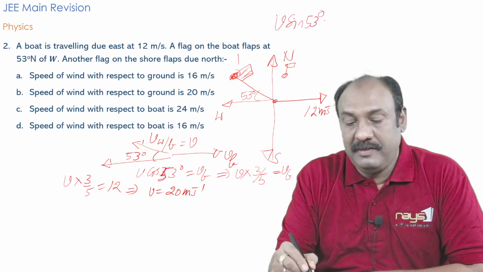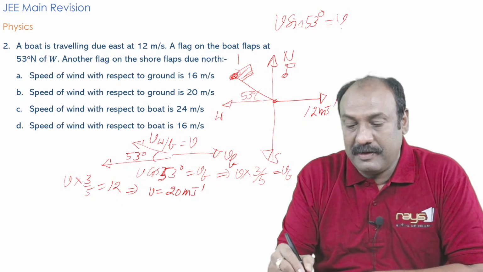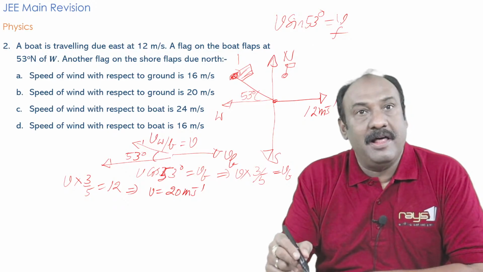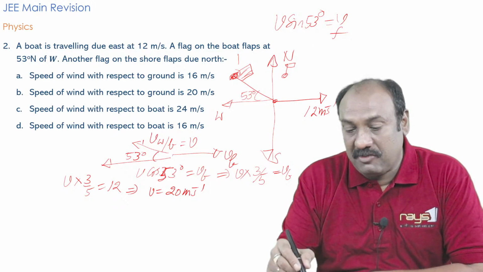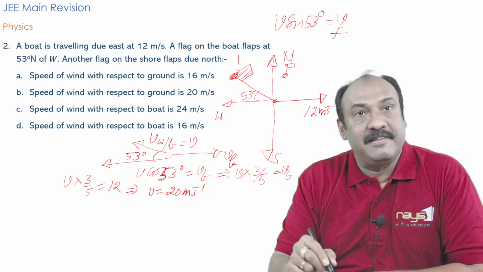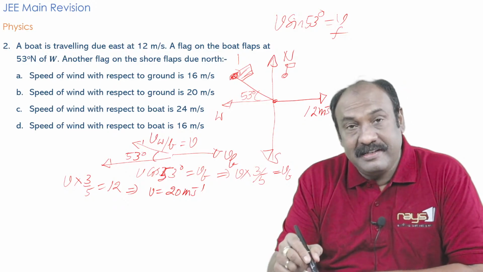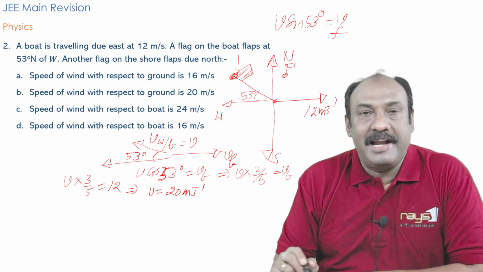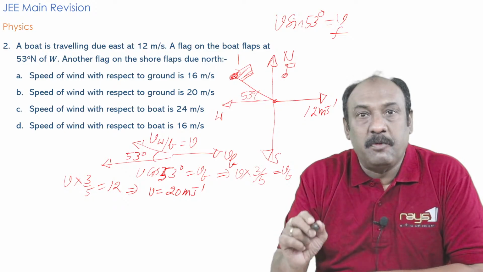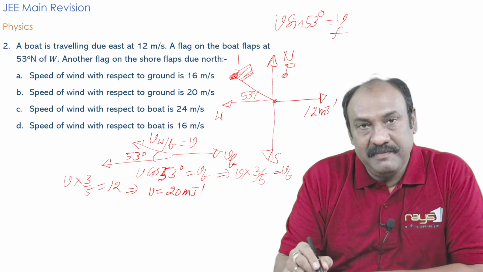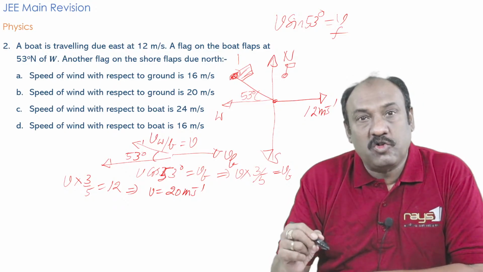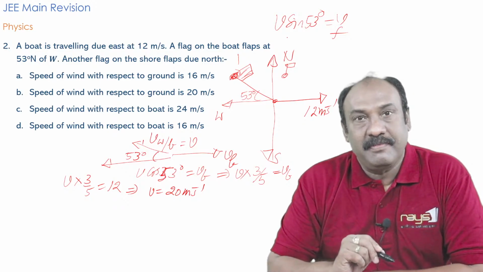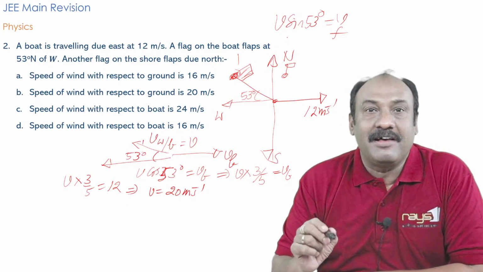V sin 53 is the velocity of the other flag, which flutters in the northward direction. So, what does the flag which flutters in the northward direction represent? That represents the direction of the wind flow. The boat is moving towards the eastward direction, and the wind is supposed to move along the northward direction. Then at the shore, another flag at rest flutters in the northward direction, which indirectly indicates the velocity of the wind.